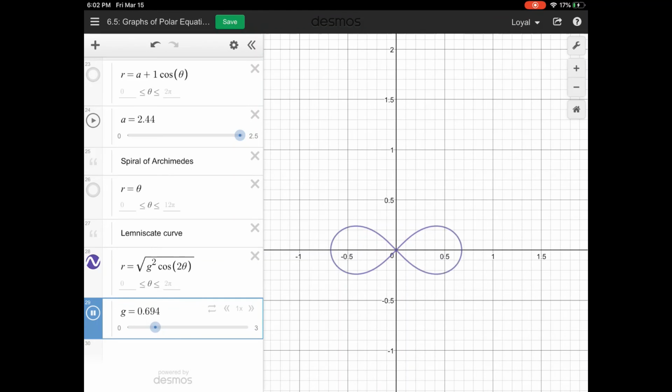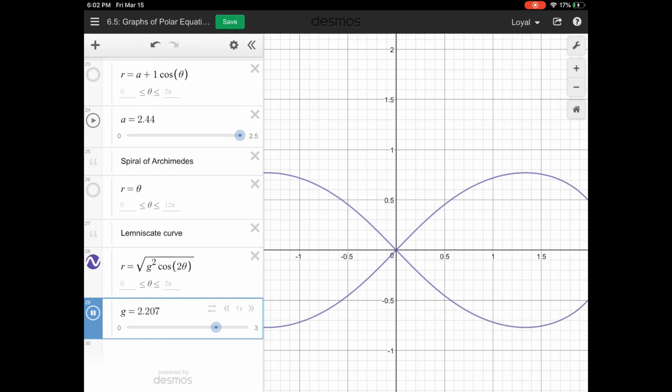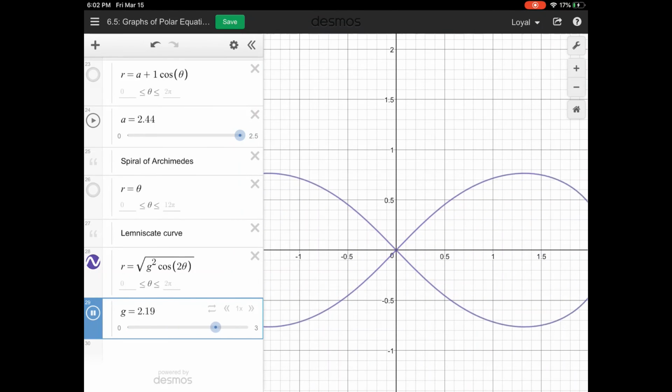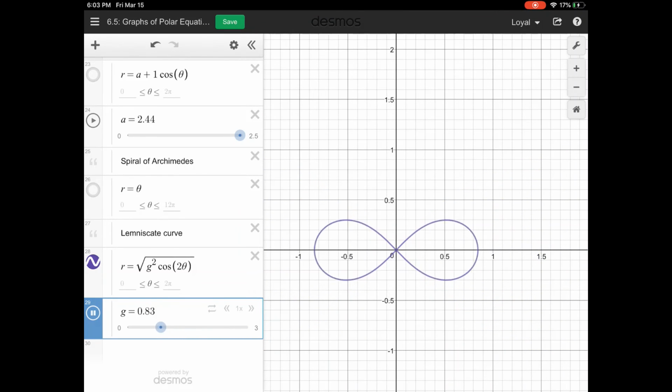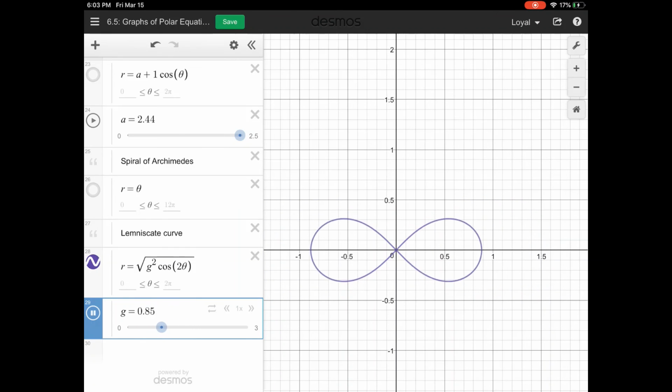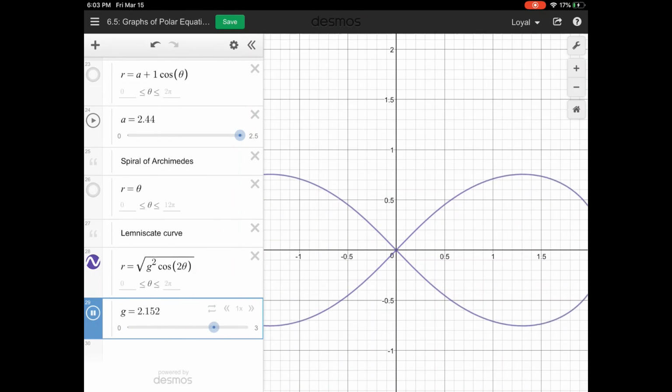It either gets larger, or when you affect g, it just gets larger and smaller. Again, you can't really change 2 theta. I would encourage you to try changing 2 theta to see what happens. But if you change the 2 in theta, or if you change r, if you change anything else, it makes a completely different curve. But as long as you keep it to g squared, and you change this variable g, then you can have this really cool lemniscate curve. And that's what that is.